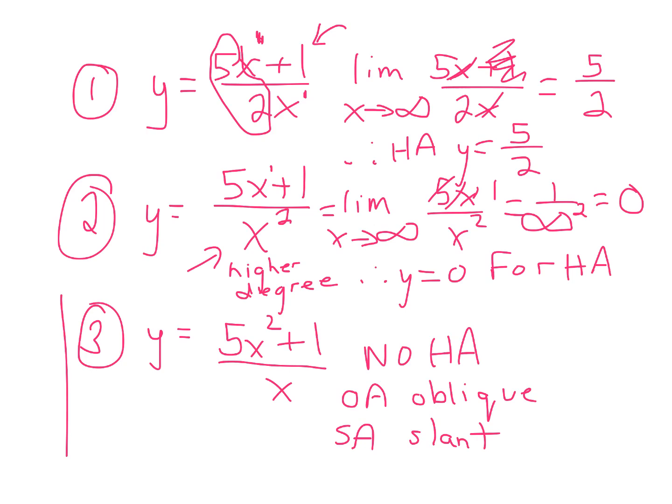So I'm not sure if you've got here yet, but if you have a look and you see a higher degree on the top than you do on the bottom, then that's a situation where you're not going to get an HA. All right. If you are talking about OAs and you think you need to do those for your upcoming test, then let me know by email, and I will make you another video to explain that, okay?